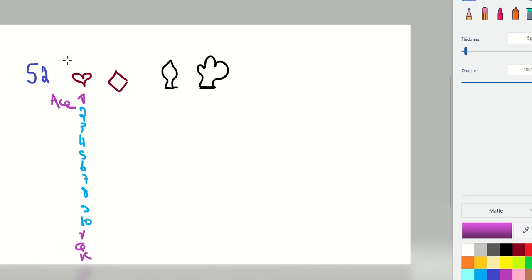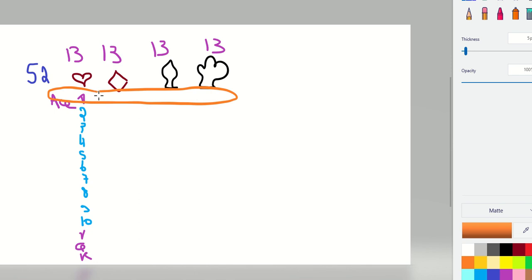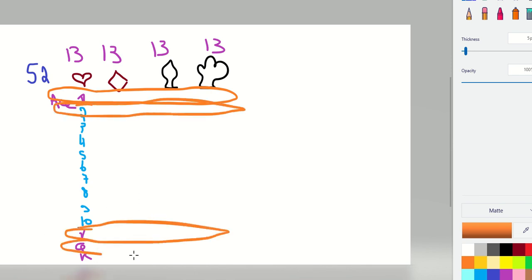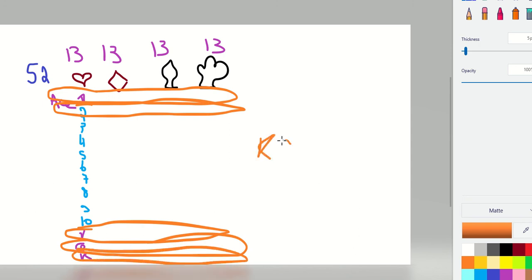So in total, you have 13 cards that are hearts, 13 that are diamonds, 13 that are spades, and 13 that are clubs. Also, in total, you have 4 aces, 4 twos, and so on. So you have 4 valets, 4 queens, 4 kings. However, you only have 1 king of hearts and 1 queen of diamonds. So that's a brief introduction of what constitutes a deck of cards. Let's go back to our lecture.